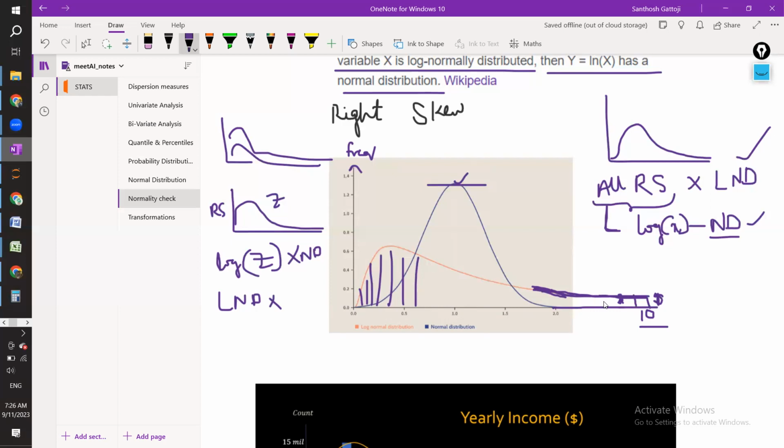Is the graph clear, everyone? Yes, Santosh.